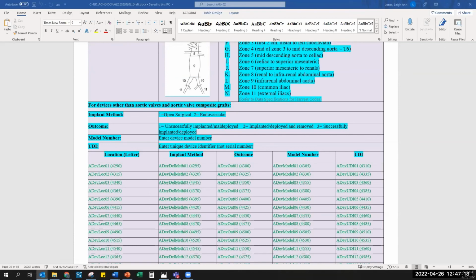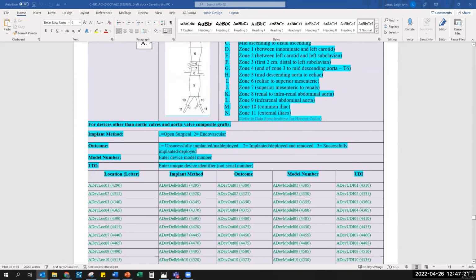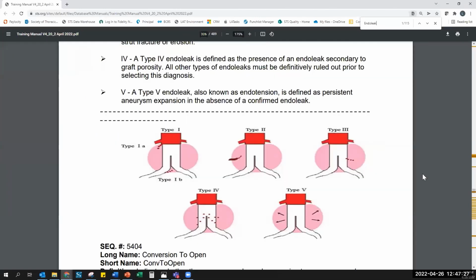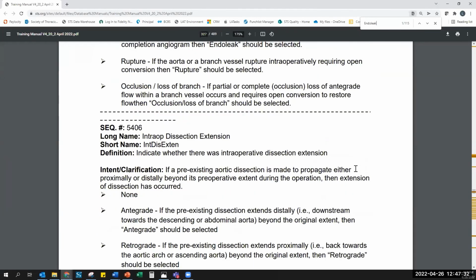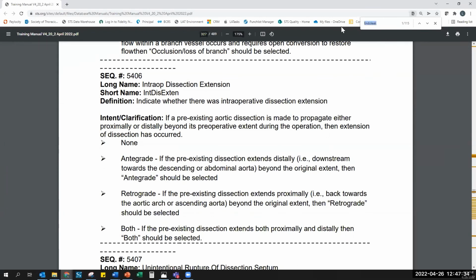We have a pretty good picture in our training manual. It's page 333, what to capture. And what's the sequence number? It's under 5440.